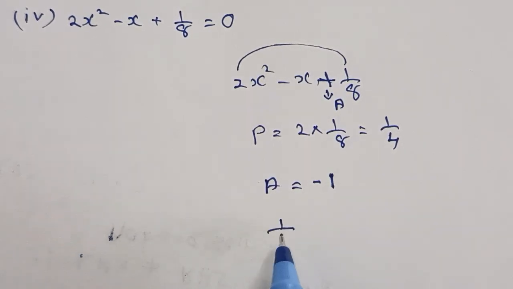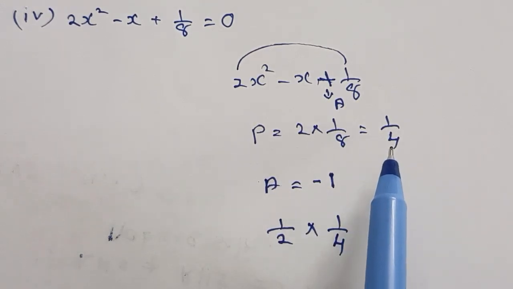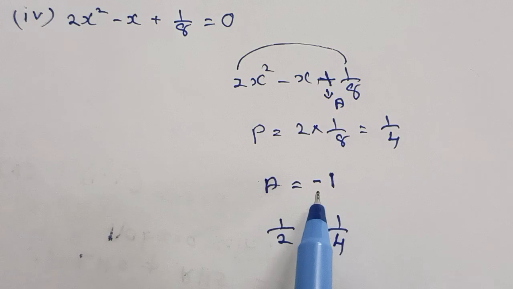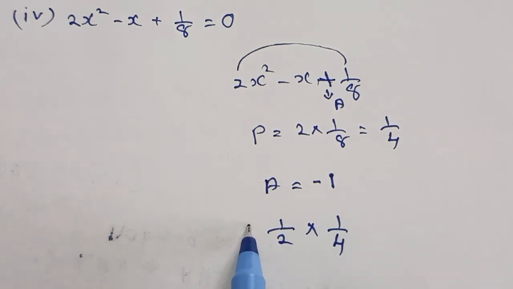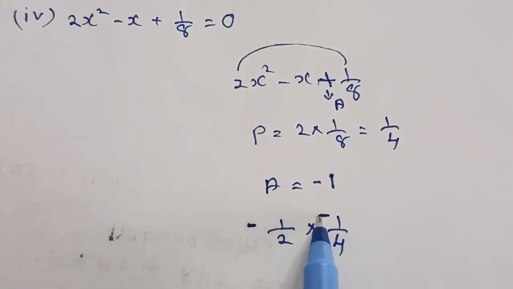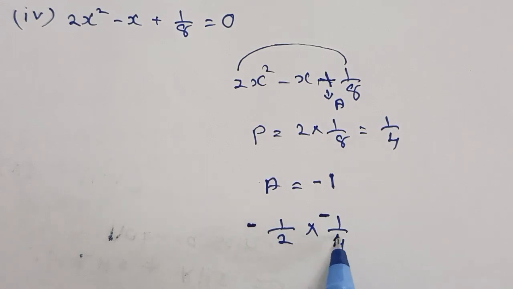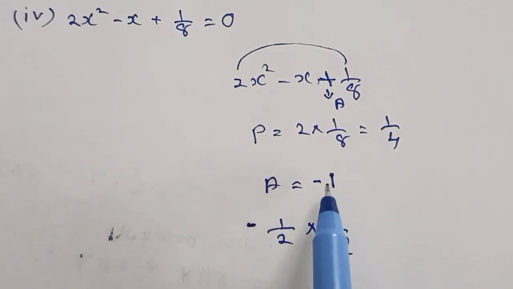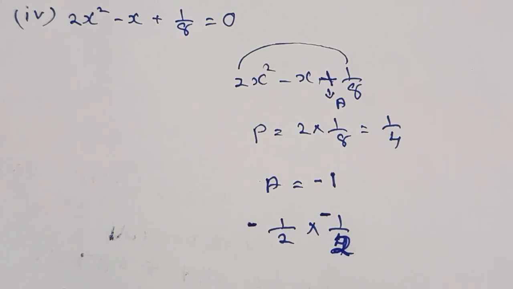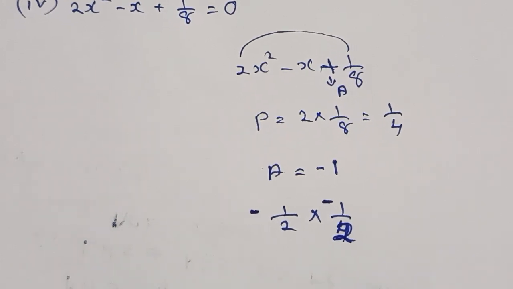Now, 1 by 2 into 1 by 2 equal to 1 by 4. Since we have to get minus 1, put minus, minus. After addition means both have the same sign. Minus 1 by 2 minus 1 by 2 gives minus 1, isn't it? After addition, minus 1.